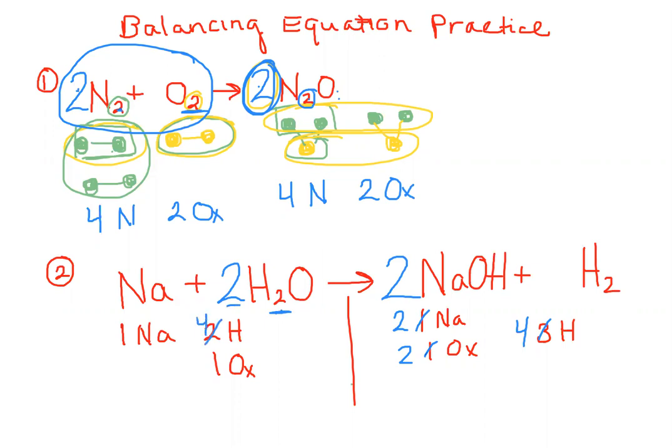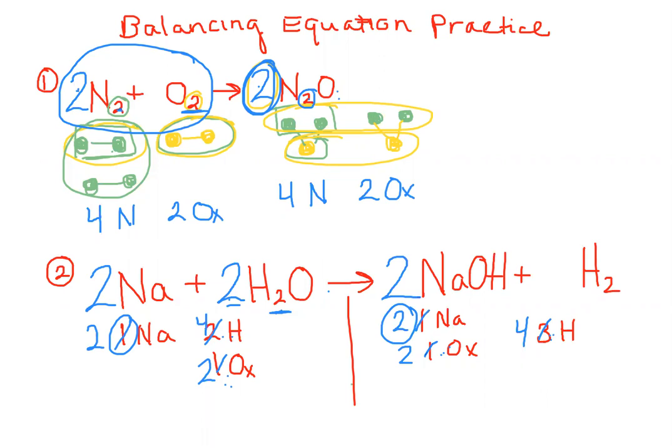So look, our hydrogens are balanced. And we have 2 times 1. Now we have 2 oxygen. Look, our oxygens are balanced. But we only have 1 sodium over here and we have 2 over here. But since sodium's all by itself, I can just put a 2 in front of it and that makes 2. And now everything's balanced. So number 2 is balanced.